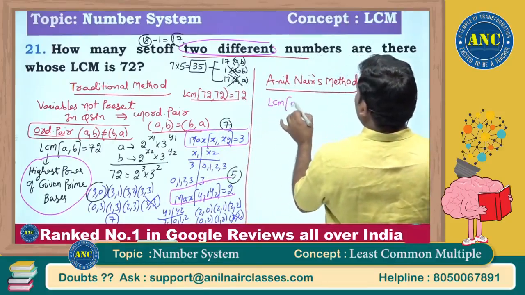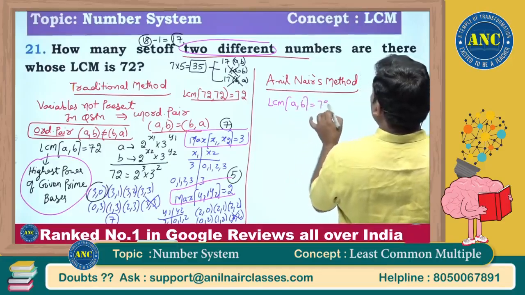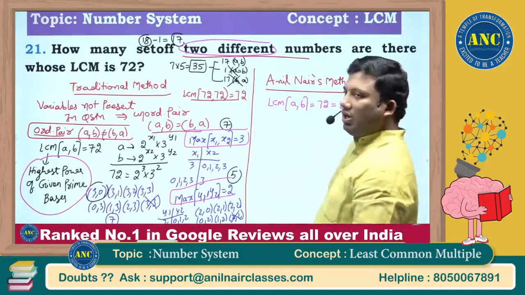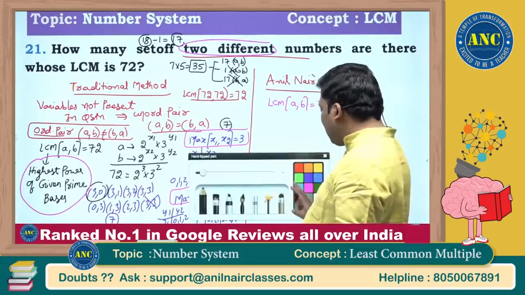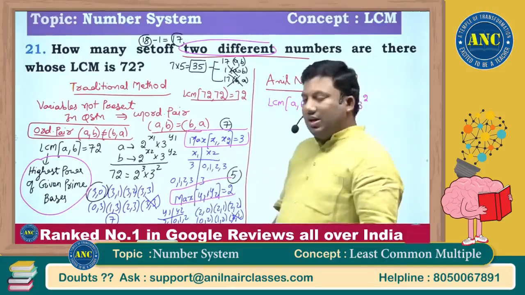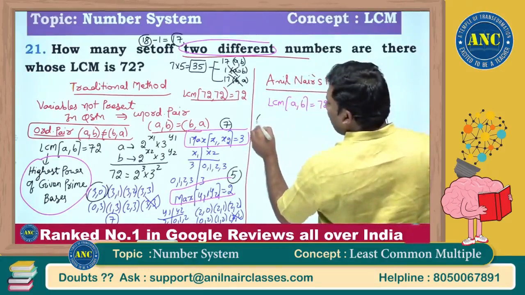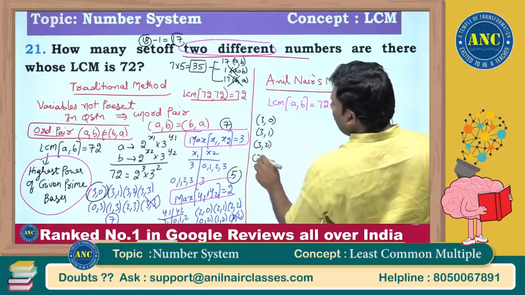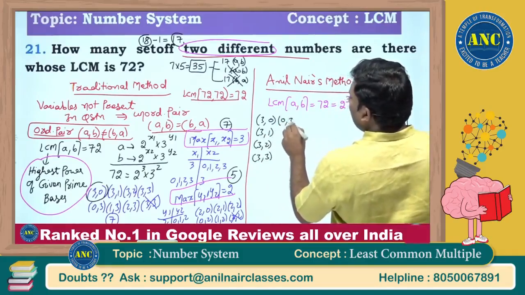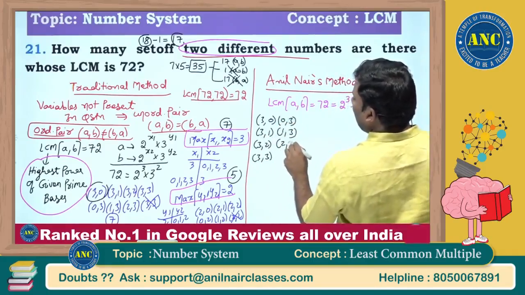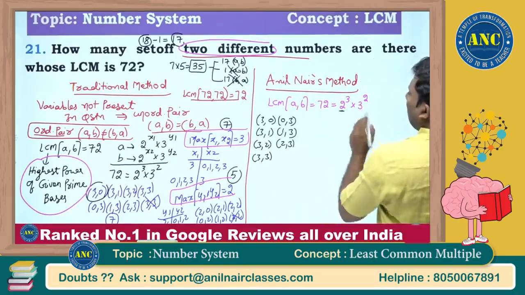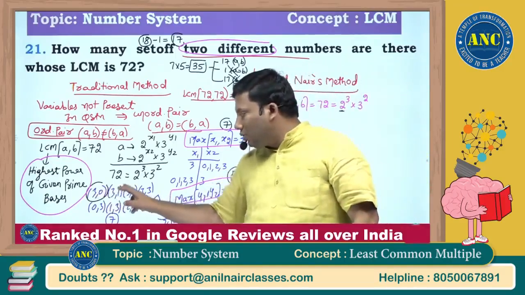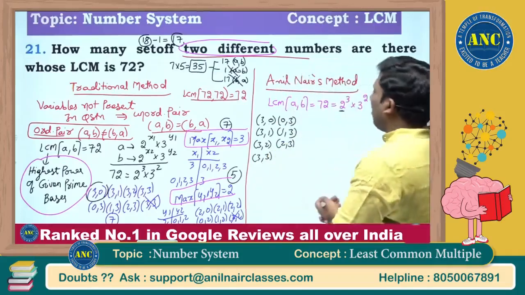LCM of A, B equals 72. 72 equals 2 power 3 into 3 square. Now, what are the cases we got? First we will write down the cases, then it will be crystal clear. It is a one-step answer. (3, 0), (3, 1), (3, 2), (3, 3), (0, 3), (1, 3), (2, 3). That means to distribute these powers of 2. Totally how many cases did I get? 1, 2, 3, 4, 5, 6, 7. 7 cases I got.